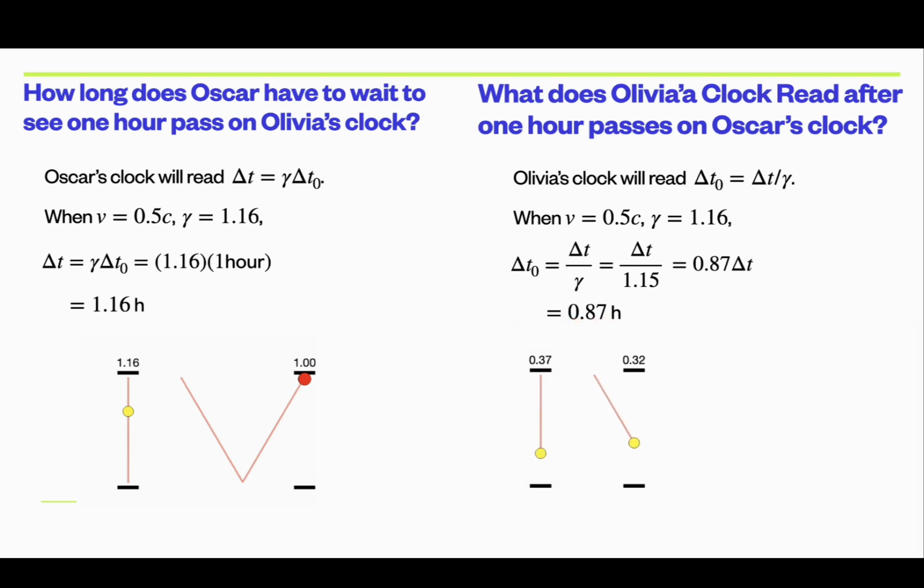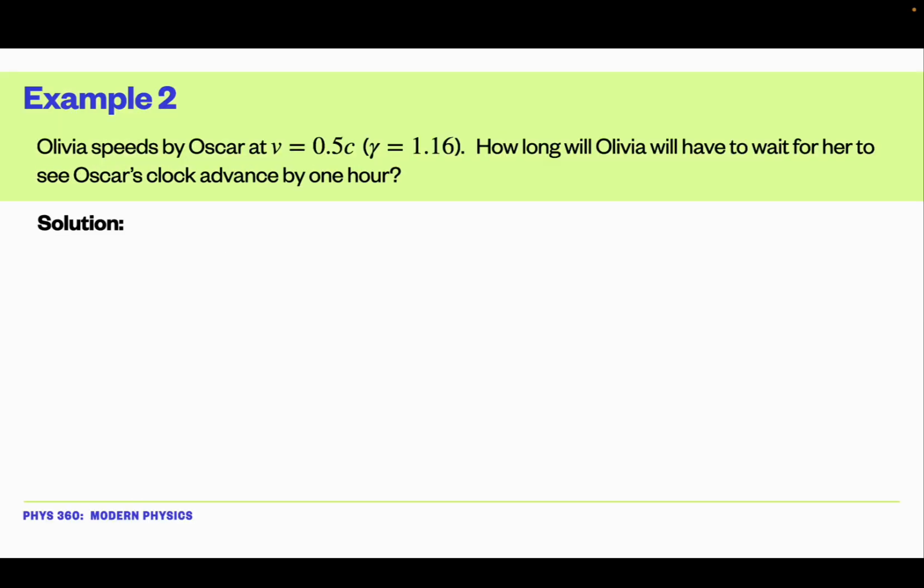So again, let's run it forward. The clock on the right is Olivia, the one on the left is Oscar. After Oscar's clock completes one tick, Olivia's hasn't managed to complete one tick, and her clock is reading 0.87. So don't get these two scenarios confused. When you ask about how long 1 second or 1 hour is taking on the moving clock, that's different than asking what that clock reads. So they're inversely related to each other.